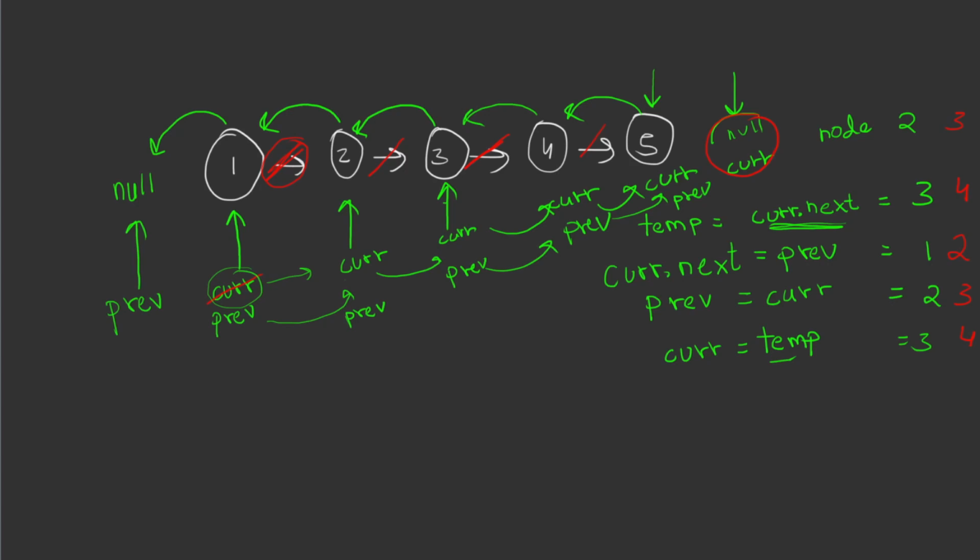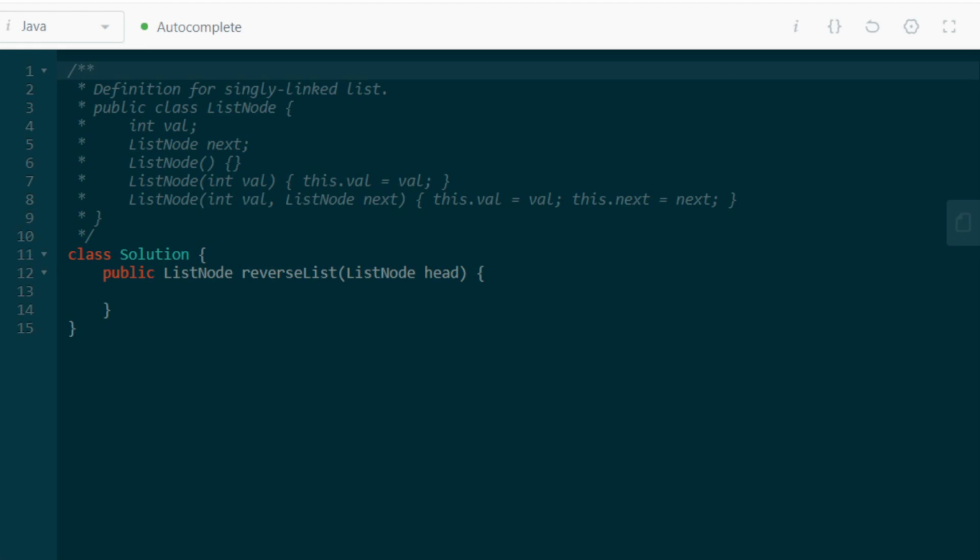So I think this will make more sense when we talk about the code, and let's do that right now. Let me change to my other screen. Okay, so let's do it the iterative way first. First let's have our previous and current nodes. So ListNode previous equals null. And then the current node will start at our first node, so current equals head.